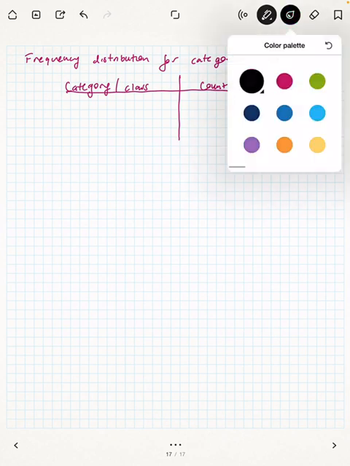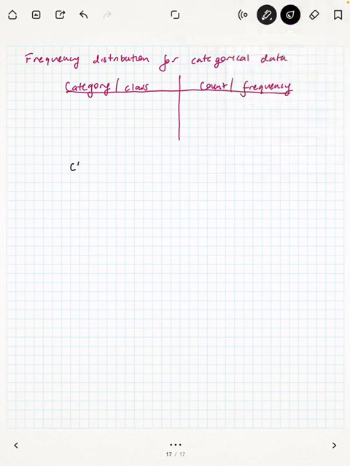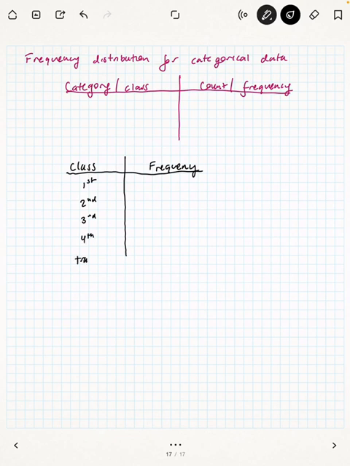Now, to finish up that example from earlier, I'm going to use class and frequency as our terms. We're going to be using these terms much more often than category and count. But category is helpful in this case because it helps us remember that we're actually working with categorical data. So remember there's first years, second years, third years, fourth years, and transfers.